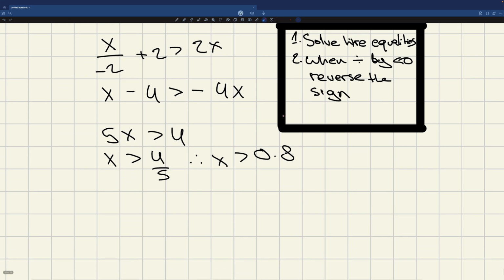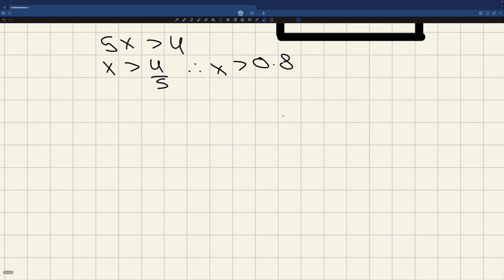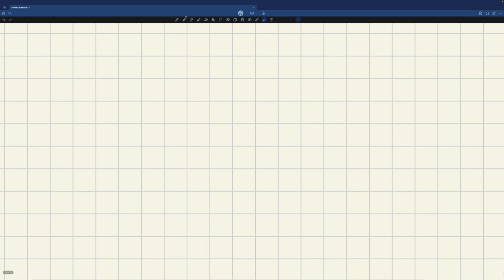Now, as with any inequality, or just as anything in math really, you can write it down as a function. And functions is a really good video that we posted yesterday, so please have a look at it. I will add the link in the description.